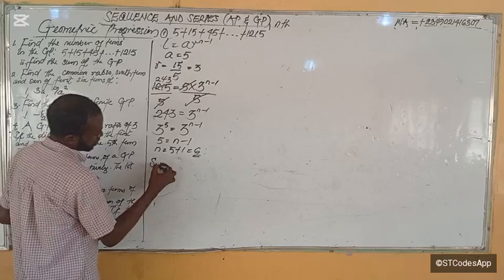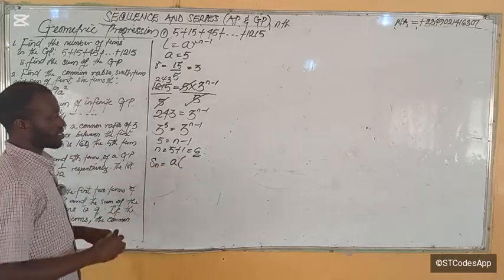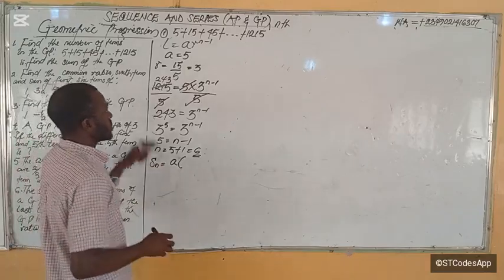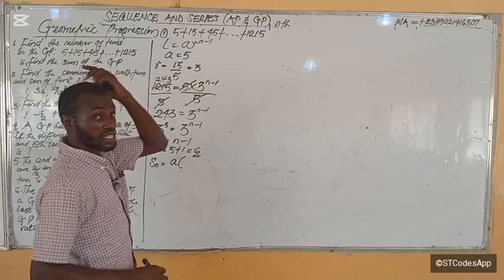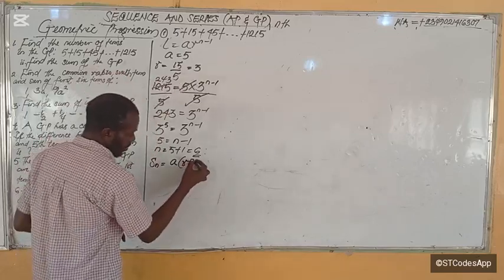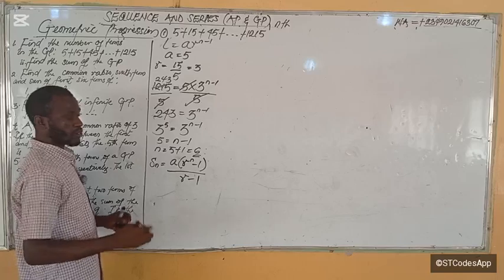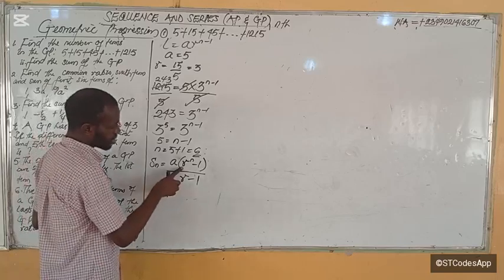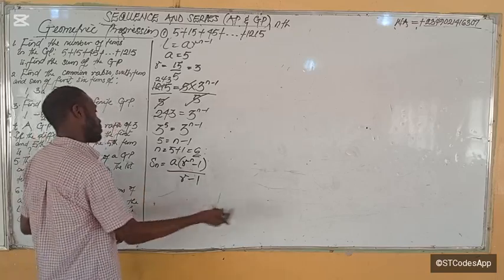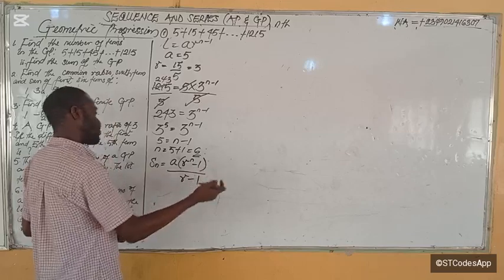The sum of GP is Sn equal to A into bracket. All you have to check first is to know the formula you use. Is R greater than 1? If R is greater than 1, which in this case it is, you use R raised to power n minus 1 over R minus 1. If it's greater than 1, the big one will be subtracting, 1 will be subtracted from the big one. But if it's smaller than 1, we'll be subtracting the small one from 1.